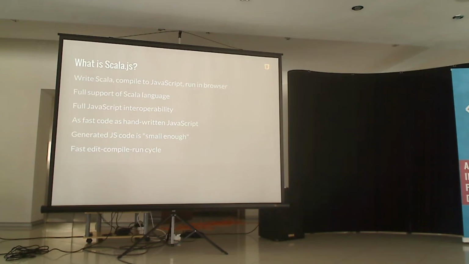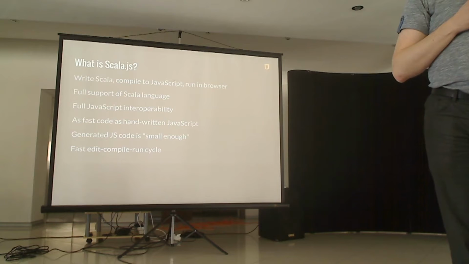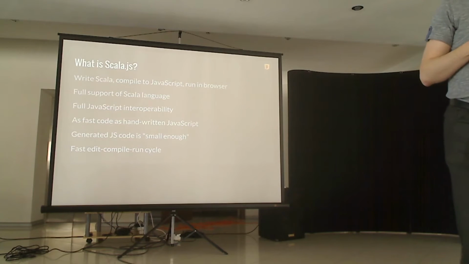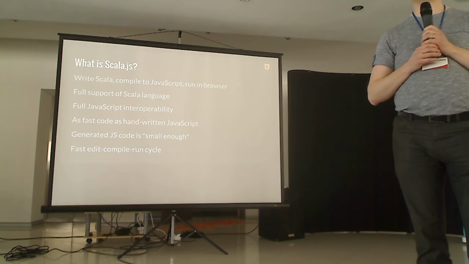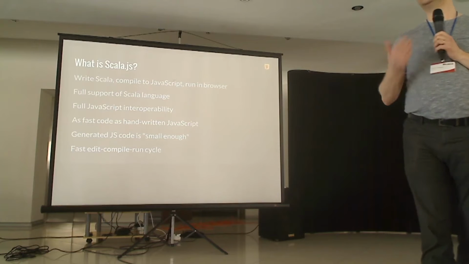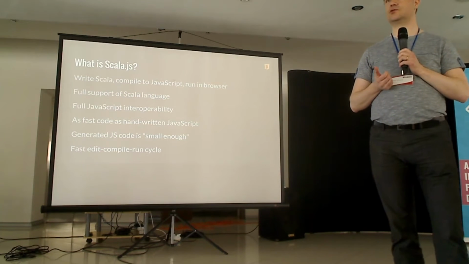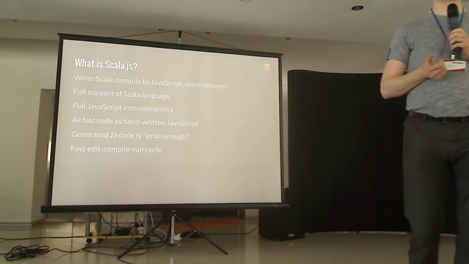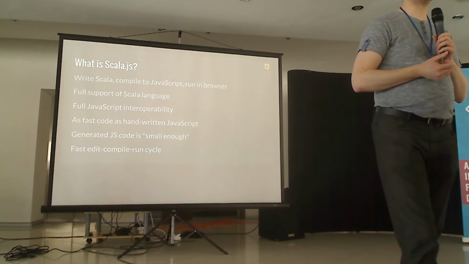And finally, we all know that Scala is not the fastest compiler around, and if you add JavaScript compiling on top of it, it doesn't really get any slower. We will see soon, as I do some live demos, that the normal edit-compile-run cycle is very fast. It's about as fast as you would get by just using JavaScript and the normal JavaScript toolchain.